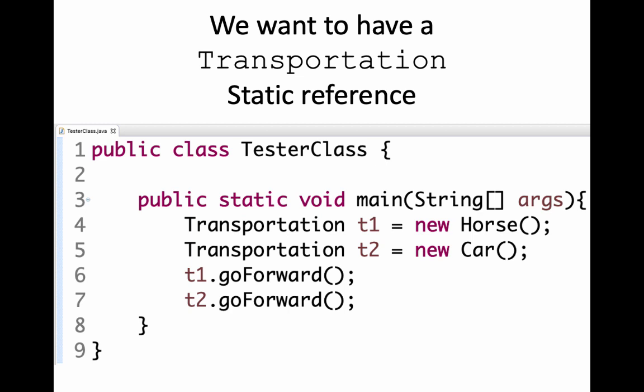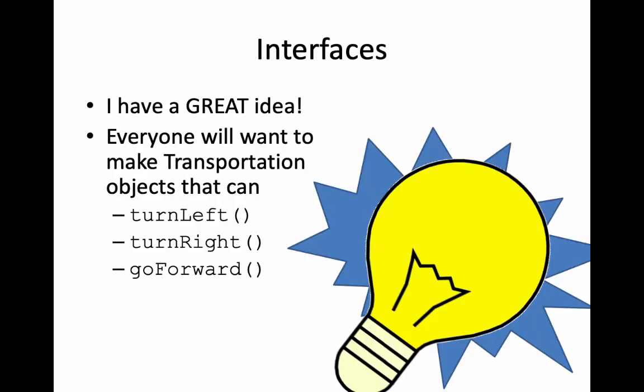So I worked at Leapfrog making educational games, and we worked on a game where a character could ride on different little vehicles. And you could imagine that that vehicle could be an animal like a horse, or that vehicle could be a spaceship or whatever. So it's like providing that common interface so that the character can hop on and then direct it around the world. So interfaces are just saying, hey, I've got a great idea. Everyone's going to want to be able to make transportation objects that can turn left, right, and go forward.